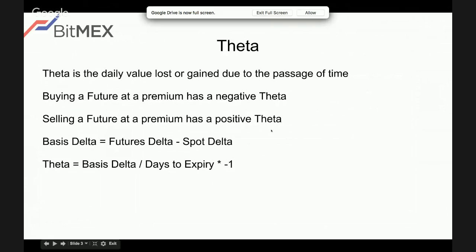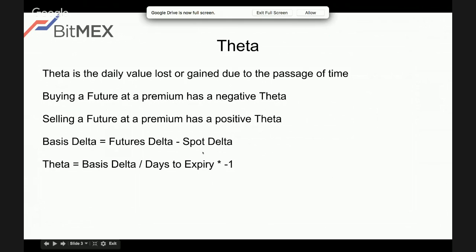Let's move on to theta. I referred to theta in the previous lesson, and basically this is the daily value lost or gained on your futures contracts due to the passage of time. We also call this time decay. What theta represents is a daily number, and we usually compute it in a linear fashion. We take your aggregate amount of time value and divide it by the number of days that the futures contract has to expiry, and then you have a daily number.